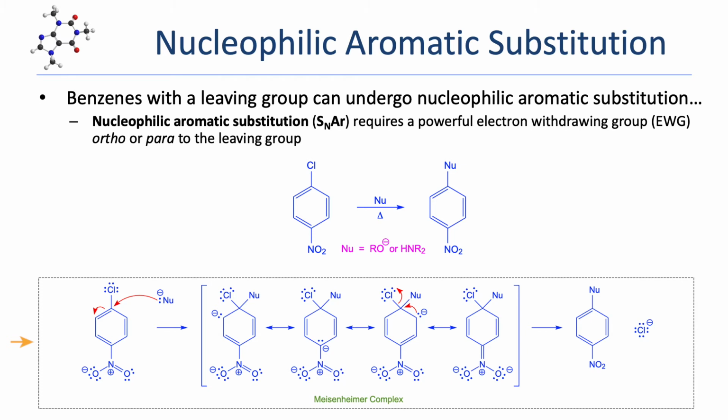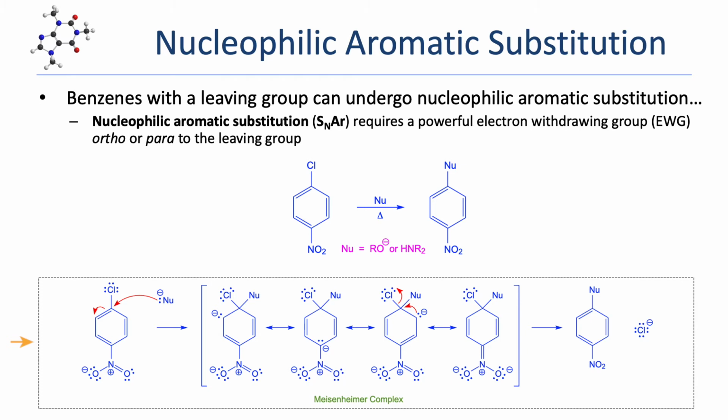If we look at the first three resonance structures, we can see that the negative charge ends up in the positions ortho and para to the site of nucleophilic attack. Placing a group that removes electron density from the ring via resonance allows a fourth resonance structure to be drawn in which the negative charge is placed outside of the ring.